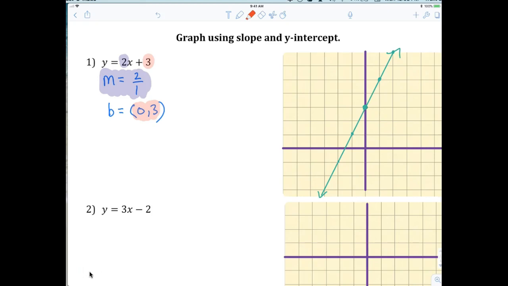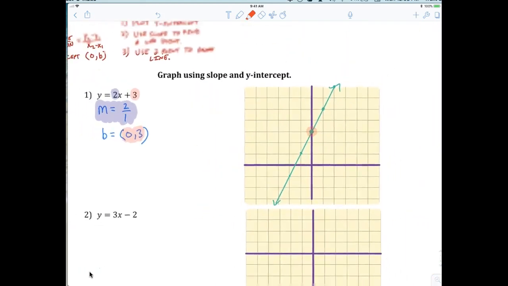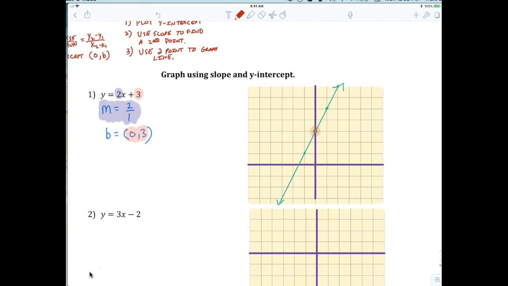Now look how simple it is to graph. I said you plot the y-intercept first. So we graph the point 0, 3. Here is 0, 3 right here. Is everybody with me? Now from there, you use the slope. The slope is up 2 and over what? Over 1. So I went up 2 and over 1.